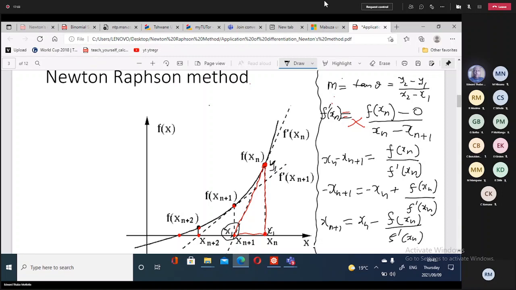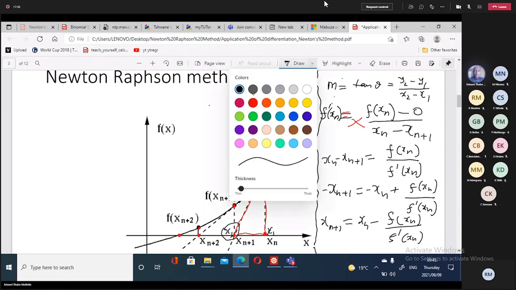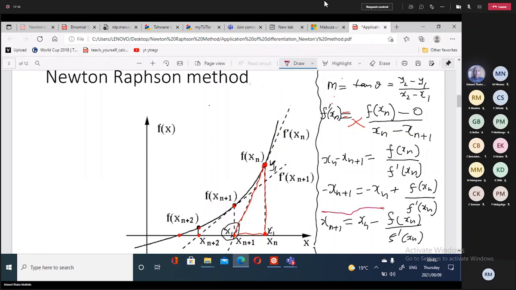Now we are done. This is the formula that we are going to use for the Newton-Raphson method. You can see that we didn't invent the formula, we actually derived it step by step. So we are going to use this formula to determine our solution using the Newton-Raphson method.